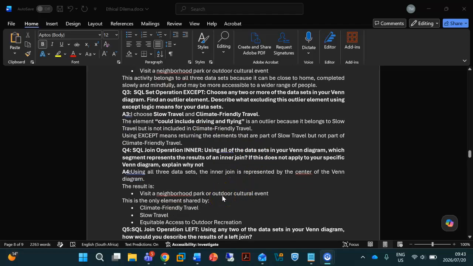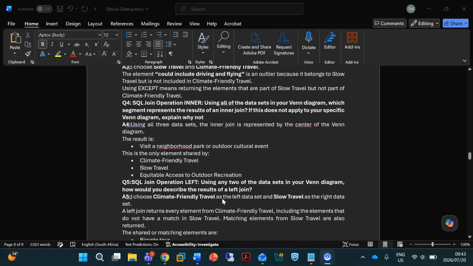Then moving on to question number 4. Using all of the data sets in your Venn diagram, which segments represent the results of an inner join? If this does not apply to a specific Venn diagram, explain why not. Using all three data sets, the inner join is represented by the center of the Venn diagram. The result for my data set is visit a neighborhood park or outdoor cultural event. This is the only element shared by climate friendly travel, slow travel, and equitable access to outdoor recreation.